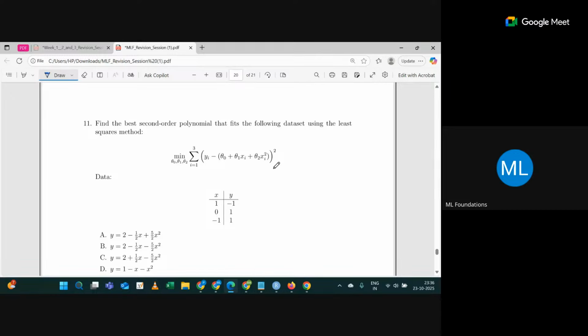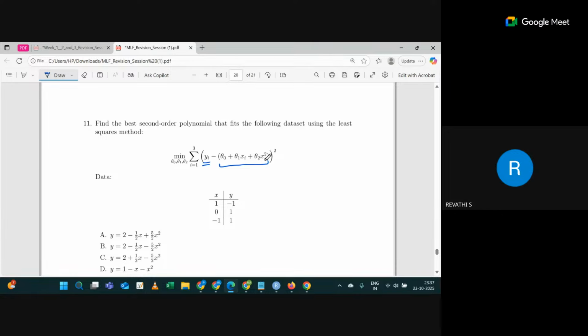Generally, I check the options to find the minimum errors, but I'm not sure how to proceed in the right approach. Okay, so this is quadratic, right? So we have to find the minimum of yi minus this something. Okay, first of all, is there anyone who knows how to do this?